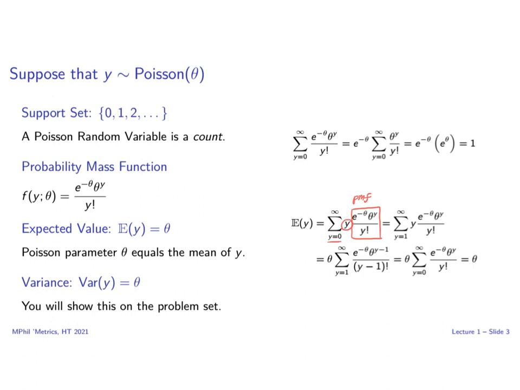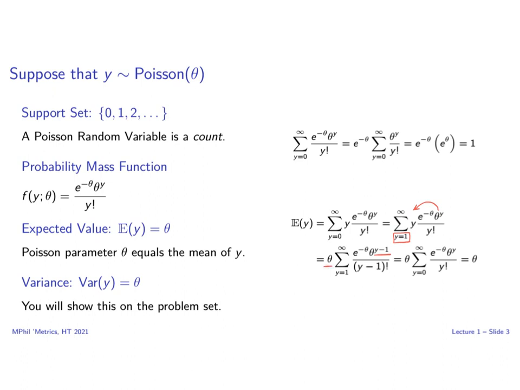So that means we can actually re-index the sum to start at 1, and it's still exactly the same sum. Now, the next thing I'm going to do is pull a factor of theta in front of the sum. Notice that that takes the power on theta within the sum down by 1. It goes from y to y minus 1.